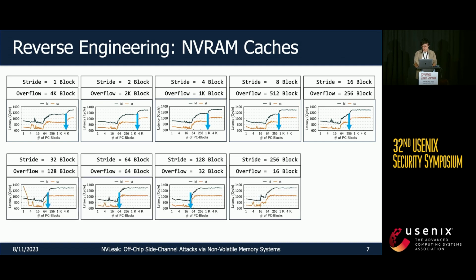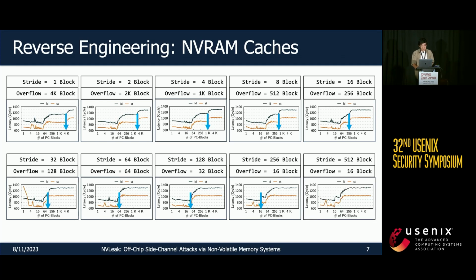Until we come to the stride size equal to 256, the cache block size, we see the overflow point is at 16 blocks. And after that, if we still double the stride size, the overflow point stays at 16 blocks, which, based on our prior example, means that the L2 cache is a 16-way set-associative cache. Similarly, we reverse engineer other levels of caches in this way.